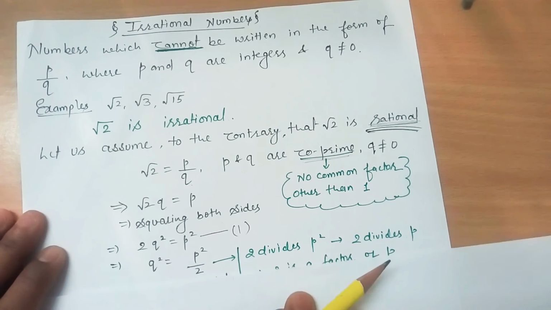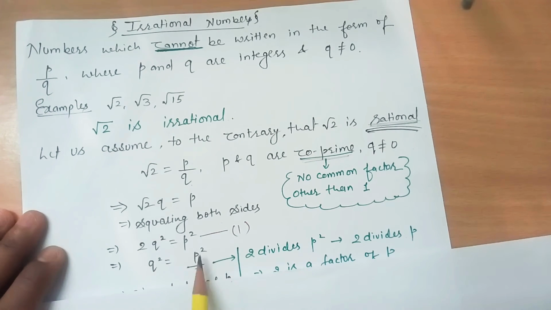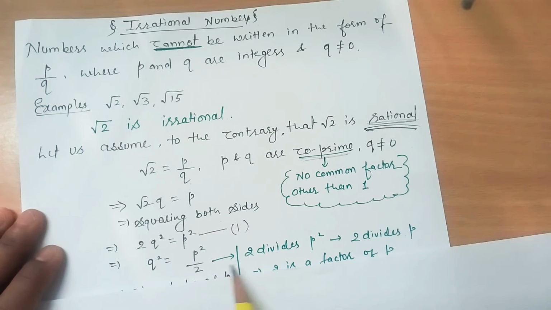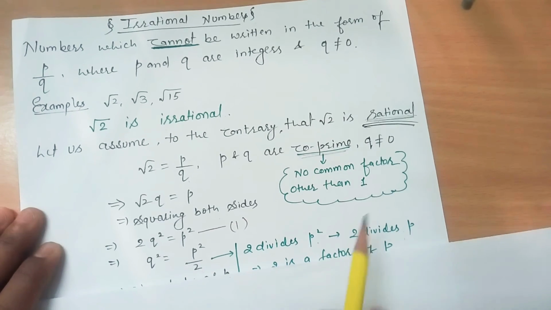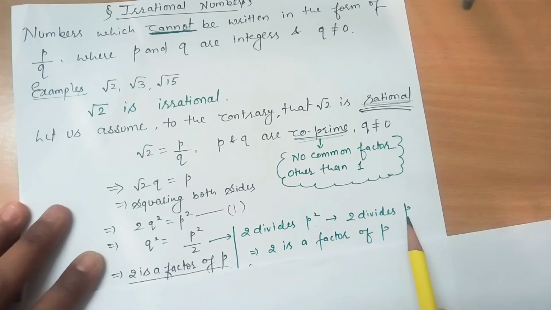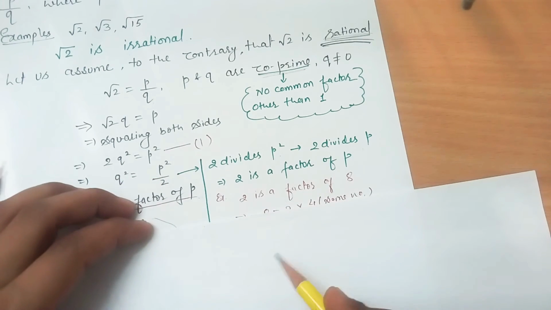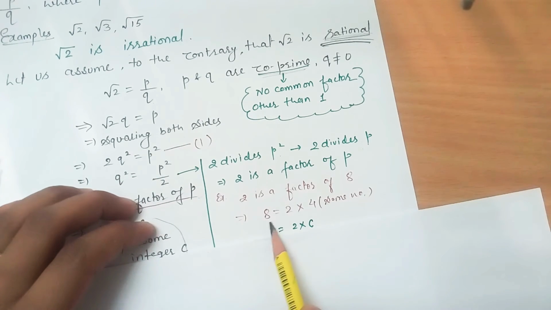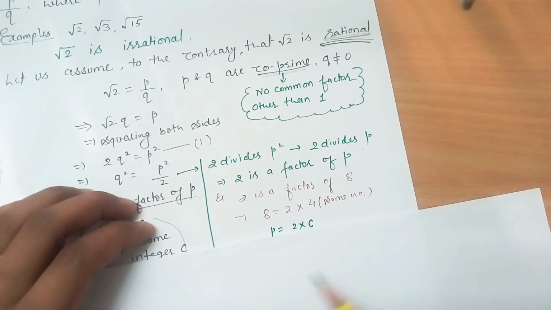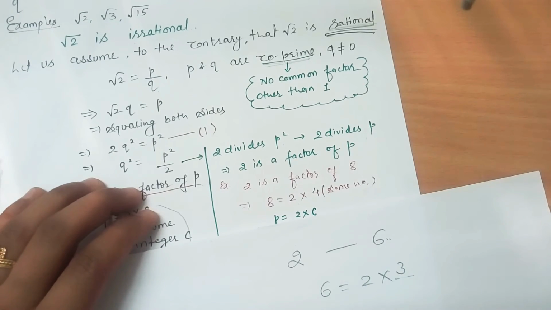Now after this, when you transpose this 2, you'll get p square by 2. P square by 2 means 2 divides p square. And if 2 divides p square, 2 also divides p. It means 2 is a factor of p. For example, if 2 is a factor of 8, then this 8 can be written as 2 multiplied by 4. Similarly, if 2 is a factor of 6, then this 6 can be written as 2 multiplied by some number. This is 3.